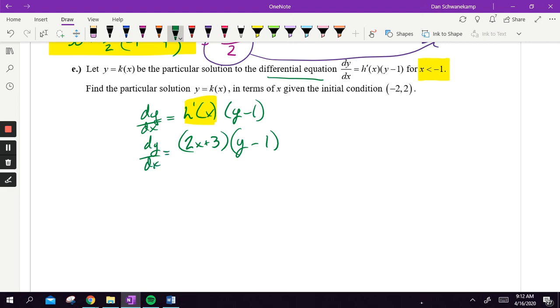And then once you do that, I think the rest of this problem is not too bad at all. But that part right there is kind of the tricky step. All right, so once we've done that, then this is a particular solution to a differential equation.